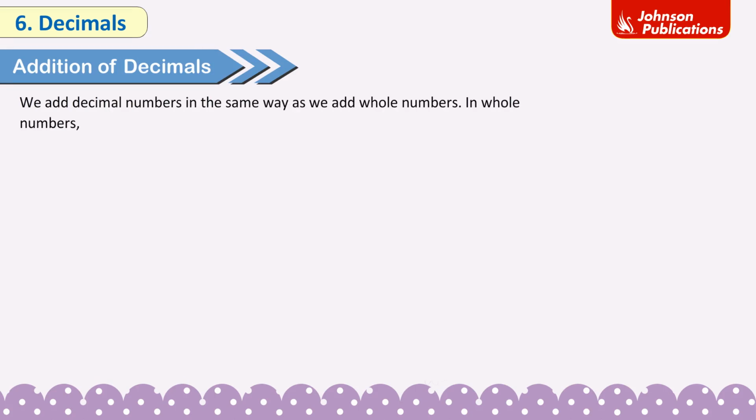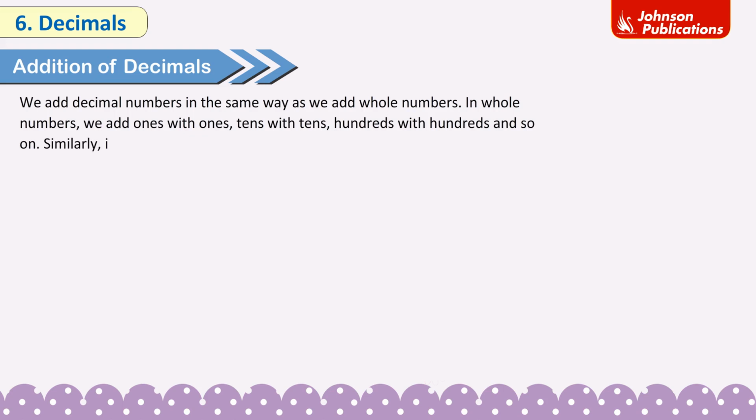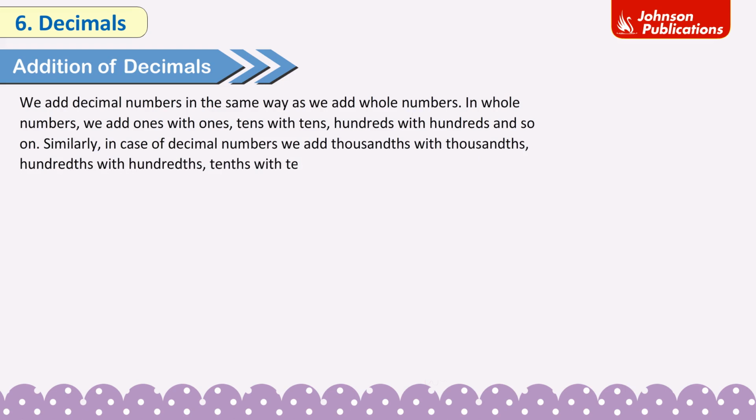Addition of decimals. We add decimal numbers in the same way as we add whole numbers. In whole numbers, we add ones with ones, tens with tens, hundreds with hundreds, and so on. Similarly, in case of decimal numbers, we add thousands with thousands, hundreds with hundreds, tenths with tenths, ones with ones, tens with tens, and so on.